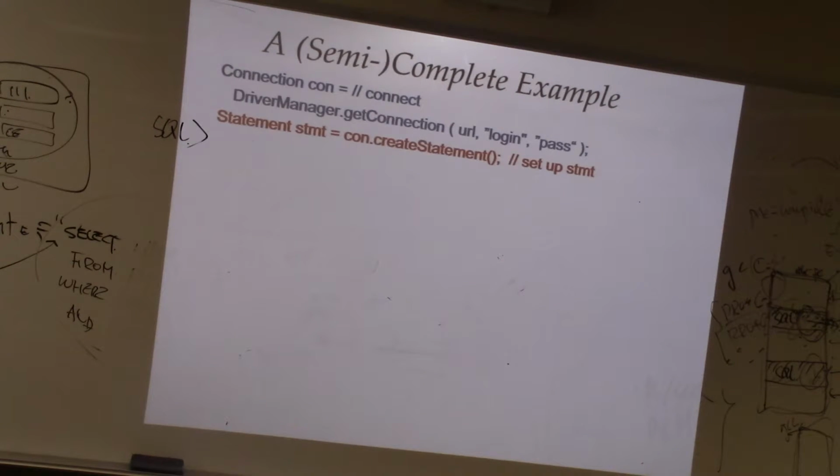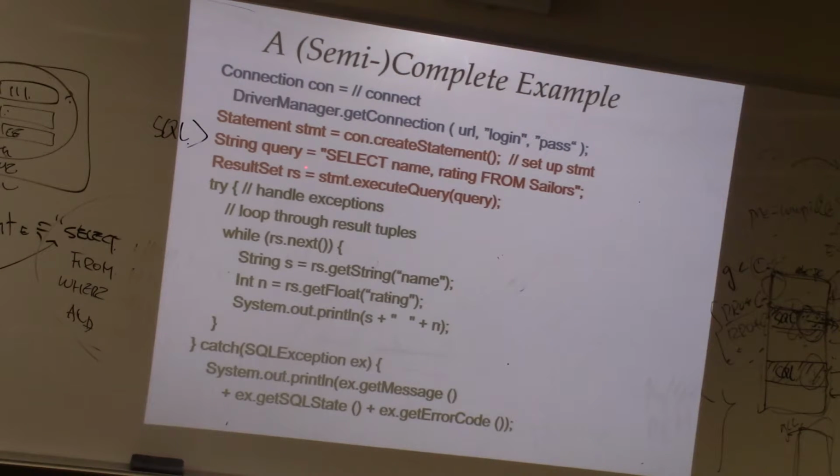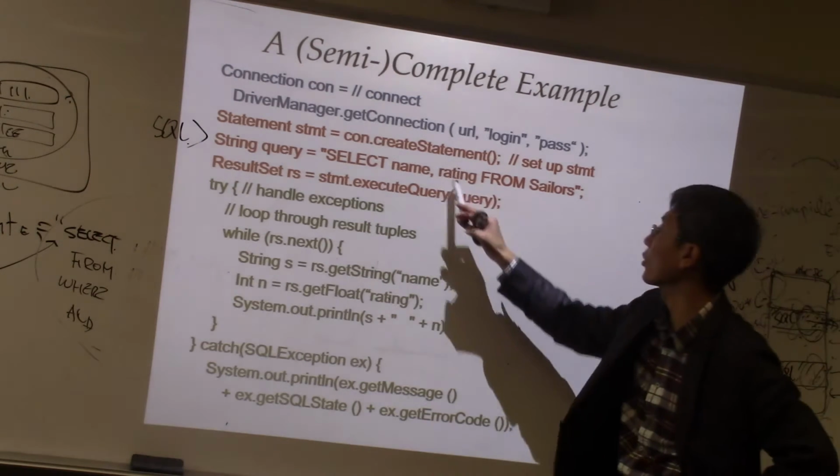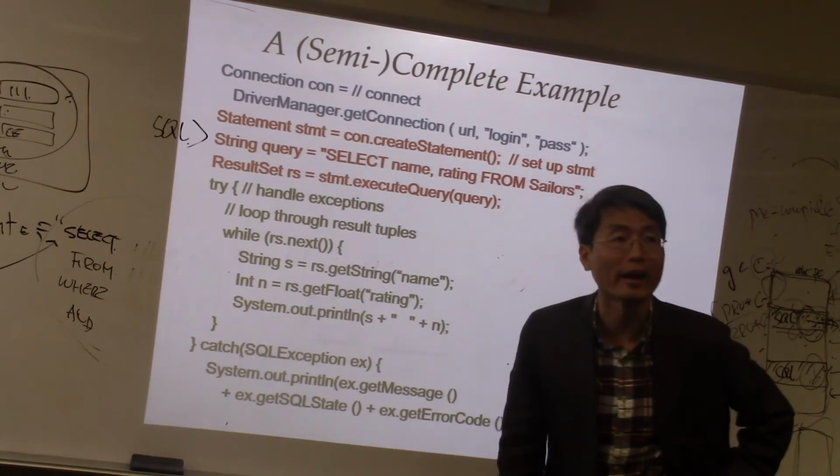This is an example of the JDBC code. For example, this is our query. It can easily be dynamic SQL by changing the query. Then this is the result set. The result set is produced by executing this query, and the output is stored in the RS.